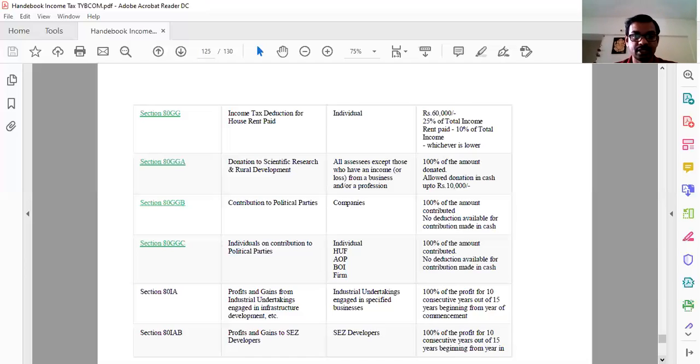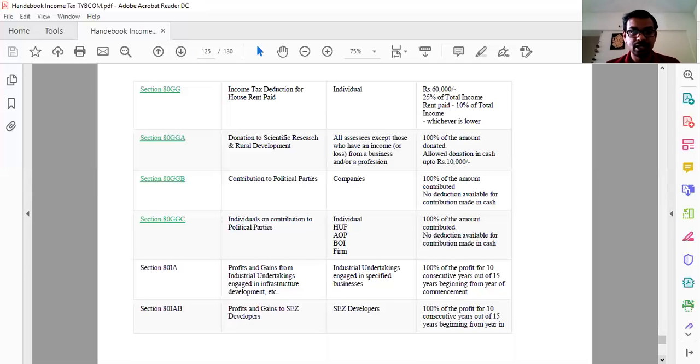The next one is section 80GGC. Individuals on contribution to political parties. It is applicable for individual, HUF, AOP, BOI, firm. 100% of the amount contributed. No deduction available for contribution made in cash. If it is contributed other than cash, then 100% is deductible. If it is in cash, at that time, nothing will be applicable. Okay, so it is regarding section 80GGC.